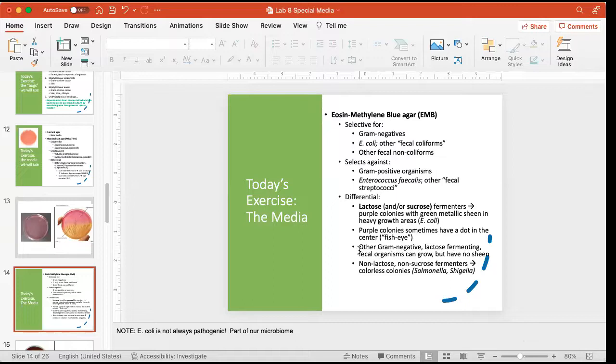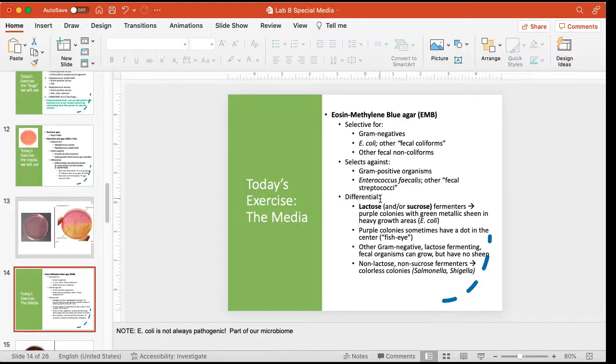Now, remember, we can also grow other kinds of gram-negative fecal organisms on EMB. Other gram-negative non-fermenters. So organisms like, for example, Salmonella, that's an enteric organism. There's one called Shigella. These are bacteria that live in your gut. They're gram-negative, but they're not coliforms. They're not able to ferment lactose and sucrose. They'll grow on EMB, but they won't be purple colonies. They'll be colorless colonies. So we can get a lot of information out of an EMB plate.